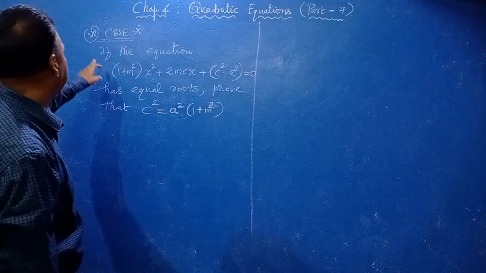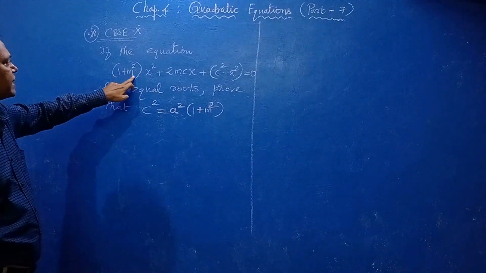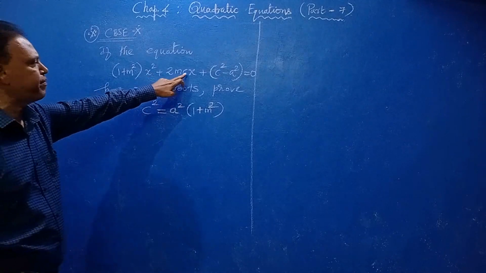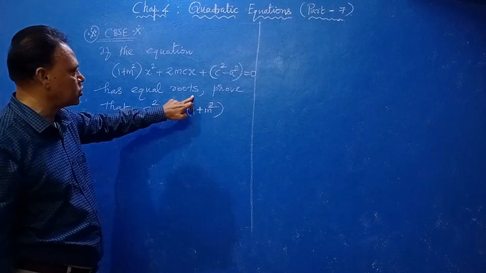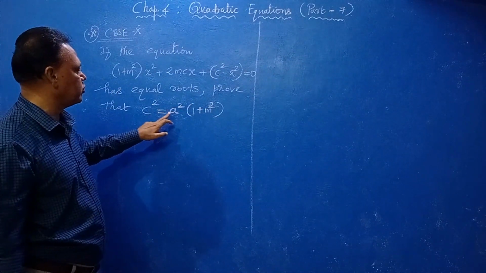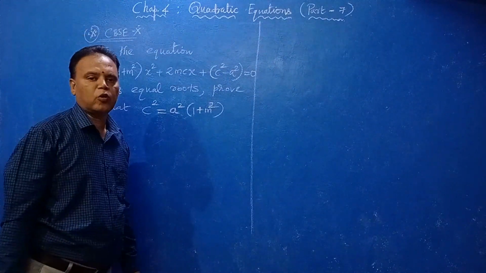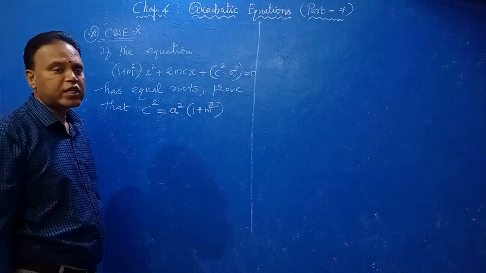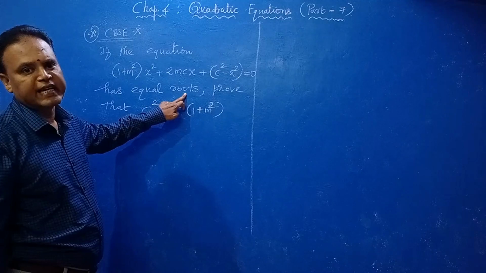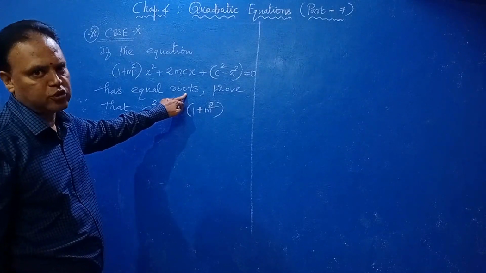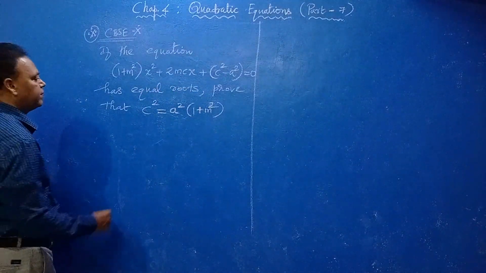You see, this is a very important problem for the CBSE exam. If the equation (1 plus m squared) x squared plus 2mcx plus c squared minus a squared equal to 0 has equal roots, then prove that c squared equals a squared into (1 plus m squared). You have to prove it using the condition of real and equal roots. What is that condition? D equal to 0. Using that condition you have to prove it.